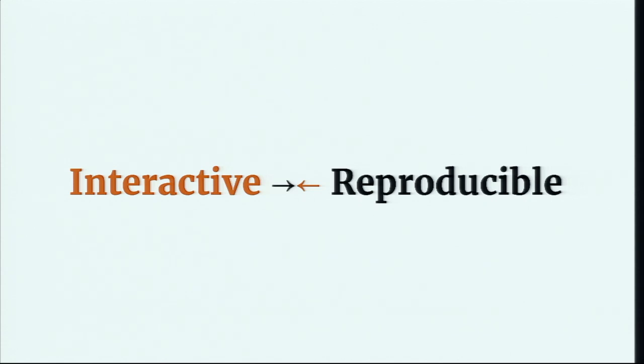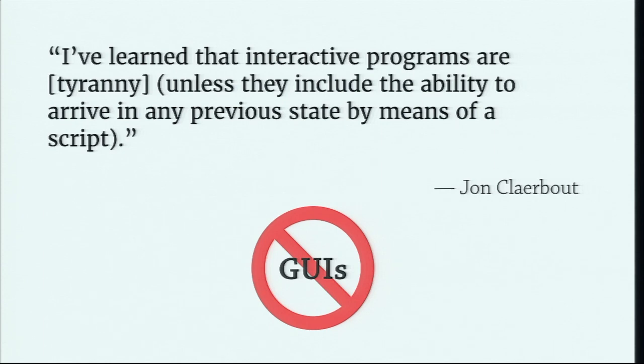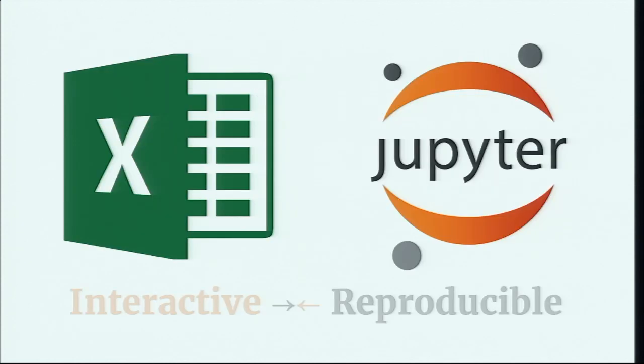So what makes Jupyter different than, say, the dreaded spreadsheet? Some of the people who talk about reproducibility say that interactive programs are a tyranny unless they include the ability to arrive at any previous state by means of a script. So interactive GUI-based programs are not conducive to reproducibility. So there's a difference here between Excel and Jupyter in how they implement interactivity.